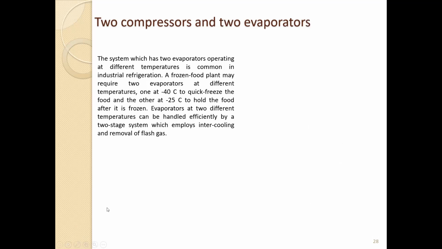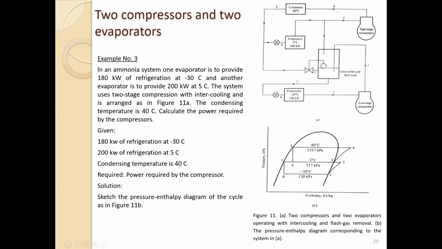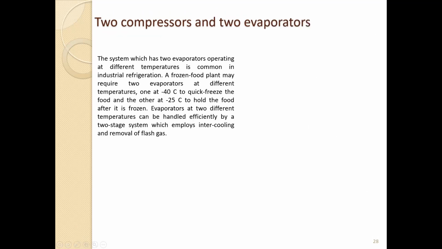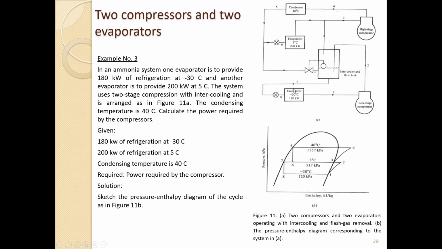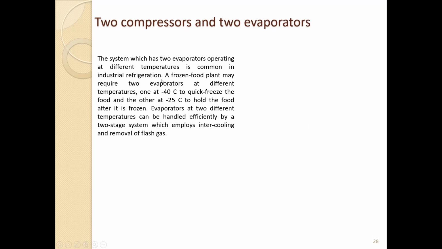Next is two compressors and two evaporators. The figure shows two evaporators and two compressors. A system which has two evaporators operating at different temperatures is common in industrial refrigeration. A frozen food plant may require two evaporators at different temperatures, one at negative 40 C to quick freeze the food and the other at negative 25 C to hold the food after it is processed. Evaporators at two different temperatures can be handled efficiently by a two-stage system which employs intercooling and removal of flash gas.